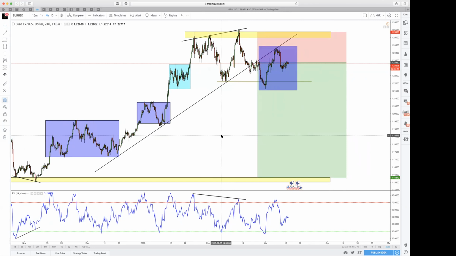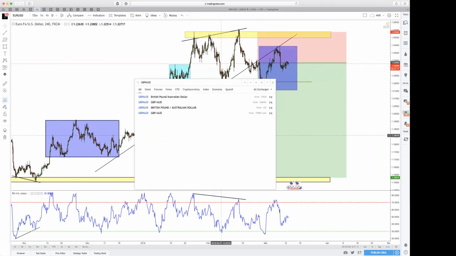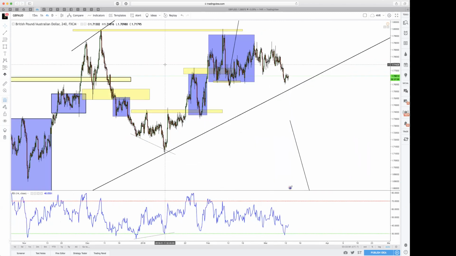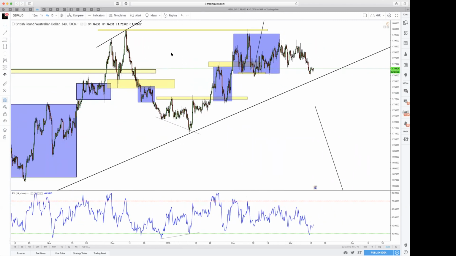What's next? Euro USD is done. Now we're going to be looking at GBP AUD. So all the GBP pairs and Euro pairs are the good pairs to trade during London session, and then only USD pairs on a New York session, but only if you're a day trader. Day traders trade on a 15-minute time frame. Swing traders trade on a 4-hour time frame. So it's a big difference.